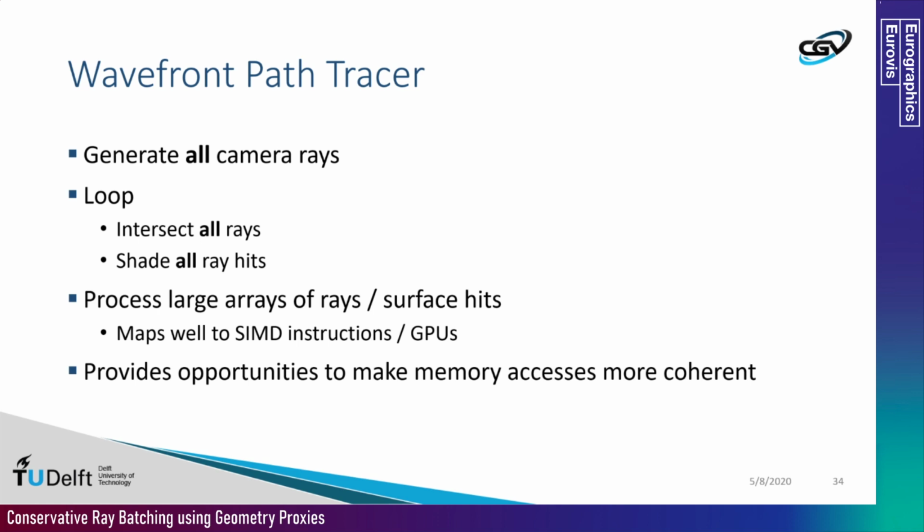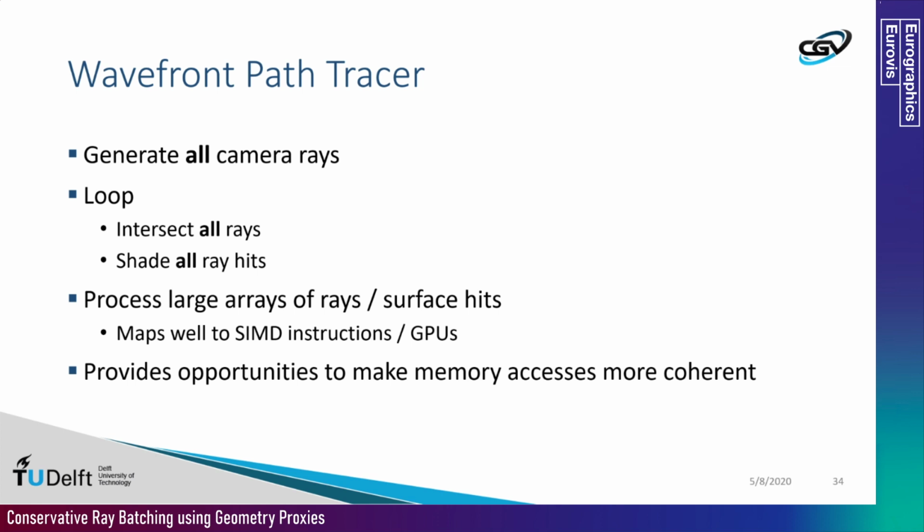An alternative way of writing a path tracer is a wavefront path tracer. In a wavefront path tracer, we do not process one path at a time, but many paths at a time. We start by generating all the camera rays. Then, we traverse the acceleration structure for all of these rays. Finally, we perform shading for all of the rays that hit something. This process is repeated for all of the random bounce rays.